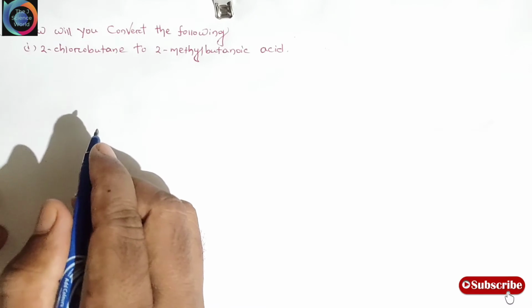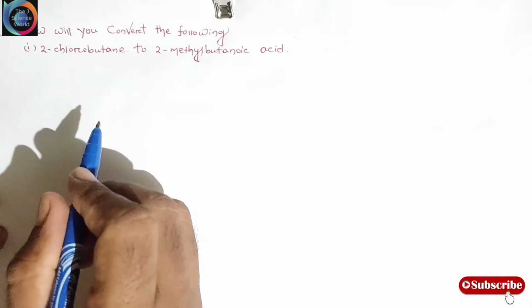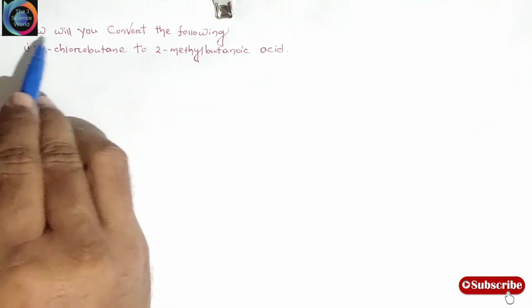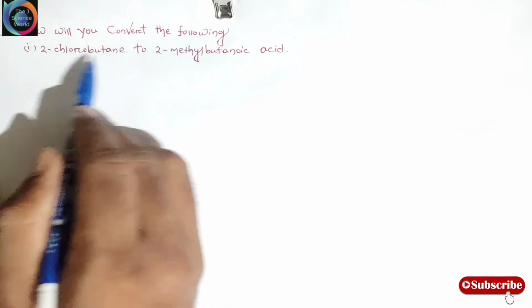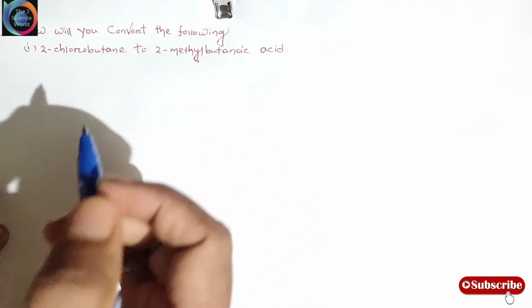Hi everyone, in today's lecture we are going to discuss IGNOU TE December 2020 CHE5 Organic Chemistry. This is question number 4F. How will you convert the following? 2-chlorobutane to 2-methylbutanoic acid. Let's try to understand it.